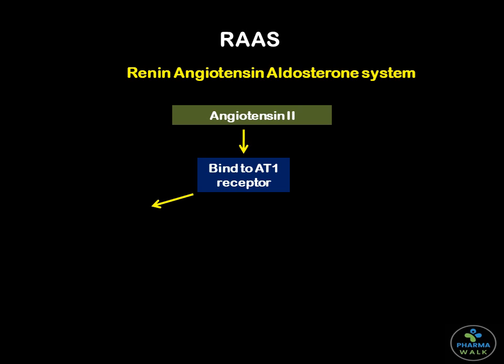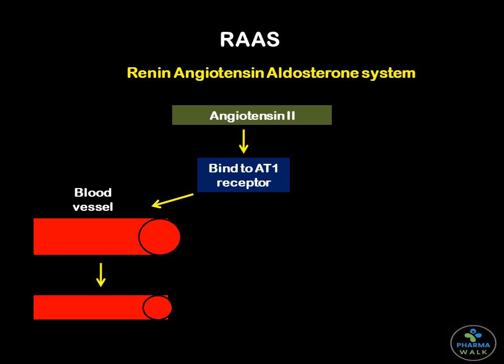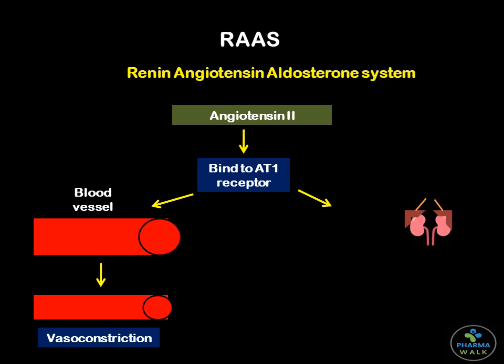Where does it bind? First, in the blood vessel. When angiotensin 2 binds with the AT1 receptor in the blood vessel, it is responsible for vasoconstriction. Vaso means blood vessel, constriction means narrowing of the artery. If the artery gets narrow, the diameter, the lumen, gets narrow, the resistance will increase and the blood pressure will increase.